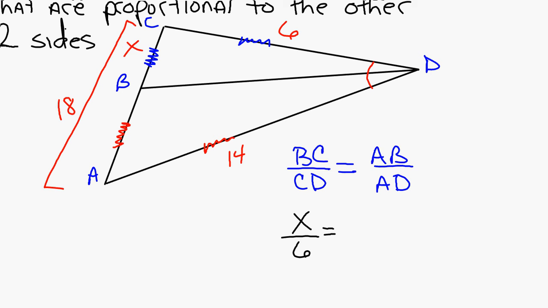What if X was 2? What would A to B be? 16. What if X was 4? What if X was 8? What are you doing every time? Aren't you doing 18 minus X? So isn't AB equal to 18 minus X over its corresponding side, which is 14?